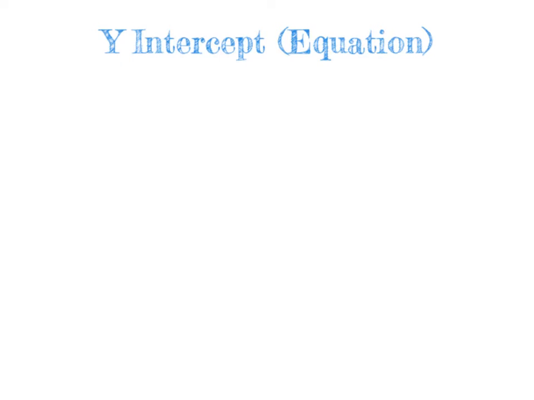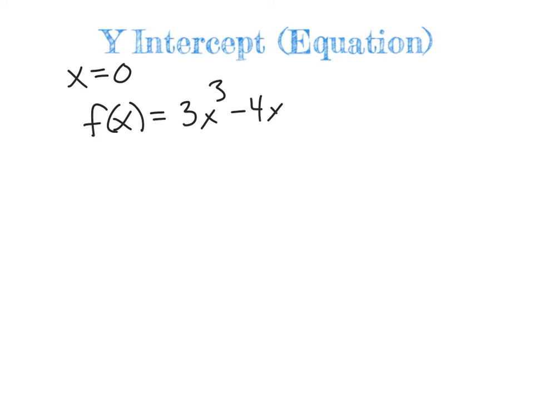Since we know that it lands on the y-axis and that x is always 0, I'm going to start with that. So let's say that we have some sort of polynomial that looks like this. F of x equals 3x to the third power minus 4x squared plus 7x plus 2, right?